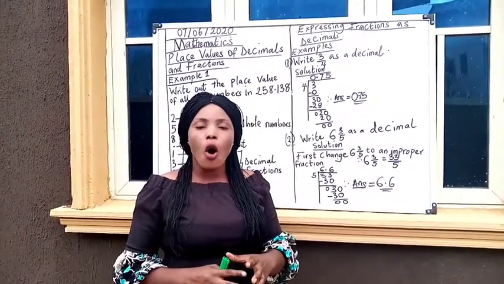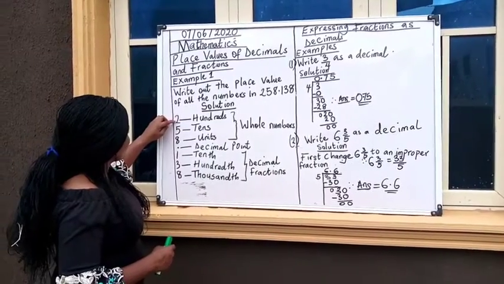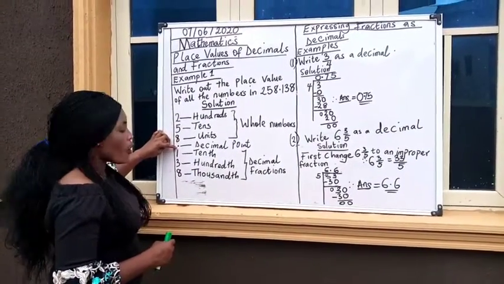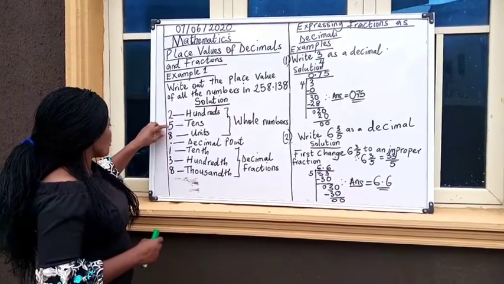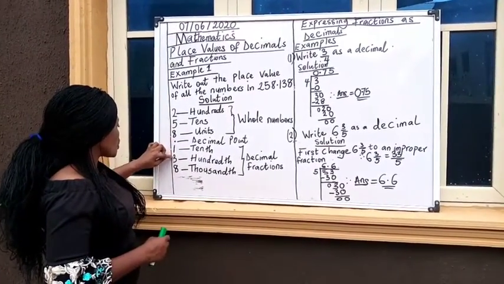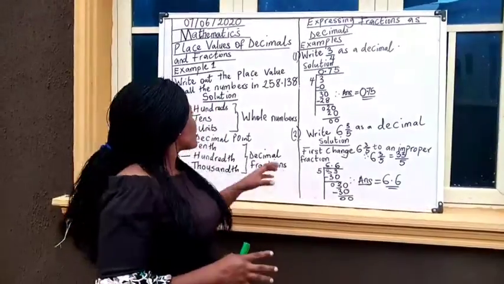You list out all the numbers. That is why I list it out here. 258.138. The first thing I want you to get is the numbers.